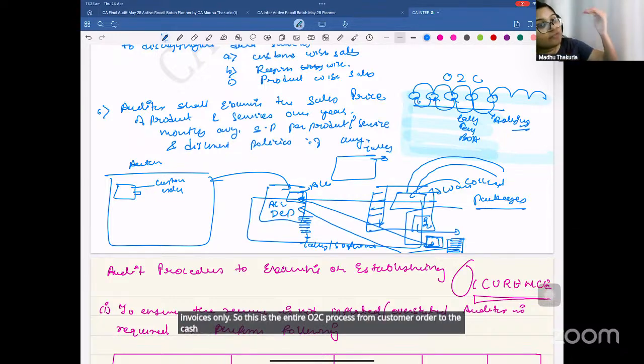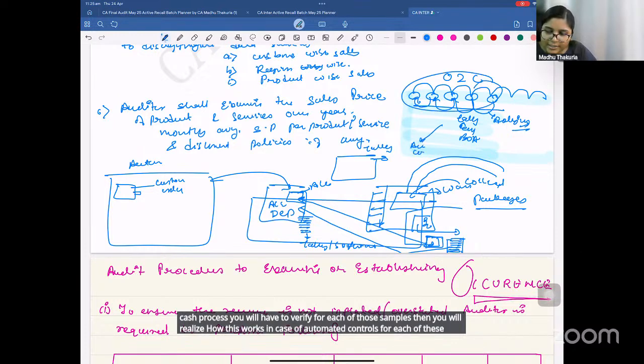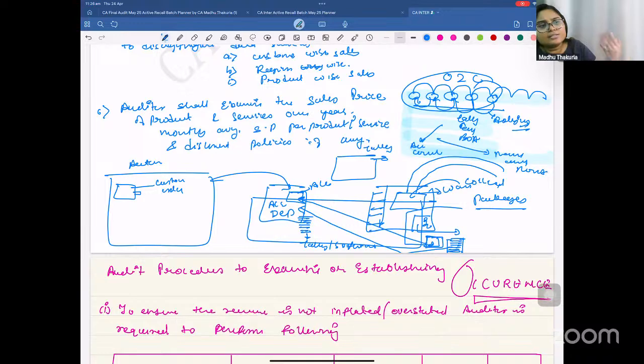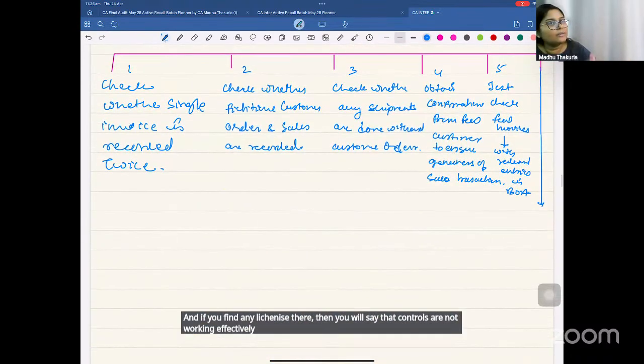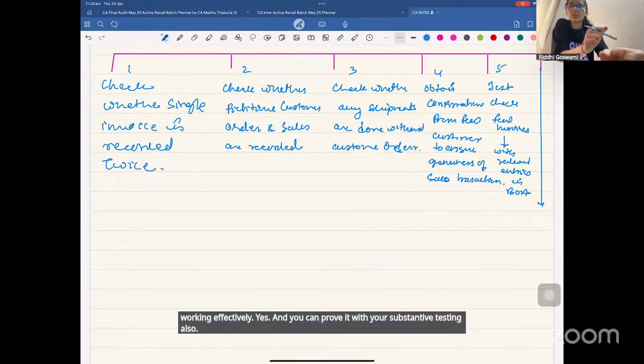You will have to verify this for each of those samples. Then you will realize how this works in case of automated controls. For each of these processes, you will check the automated control points. Otherwise, you will have to check the manual control points. And if you find any lacuna, then you will say that controls are not working effectively. And you can prove it with your substantive testing also. Done? Yeah.